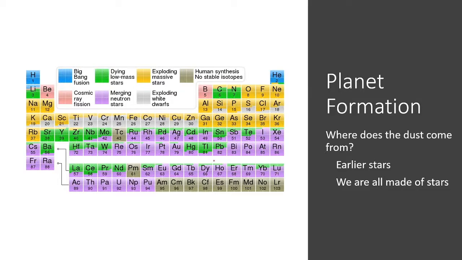Now, at some point in the young star's life, it may form planets. And planets need elements that are heavier than hydrogen and helium. There's carbon and nitrogen and iron and silicon and all that. So where does that dust come from? It's the remains of earlier stars. And we'll see that they form heavier elements later.